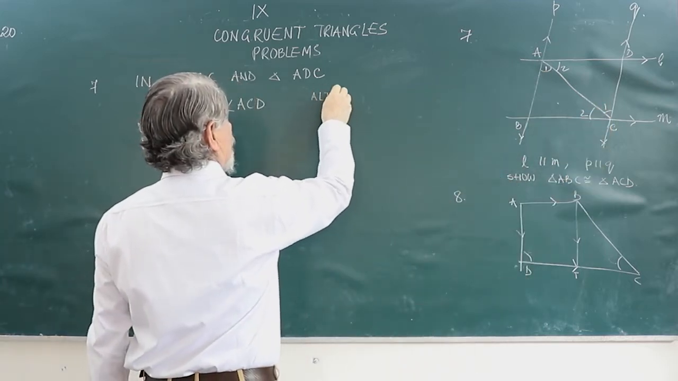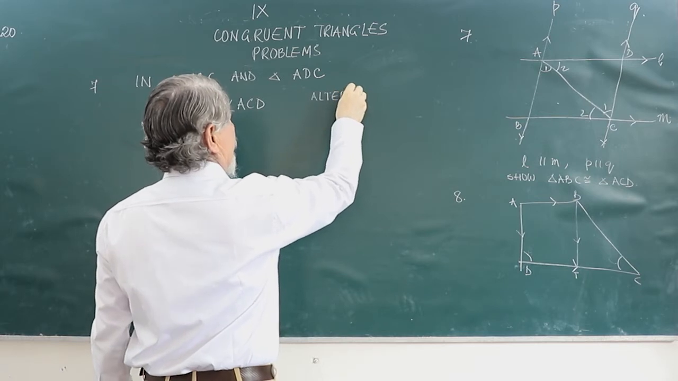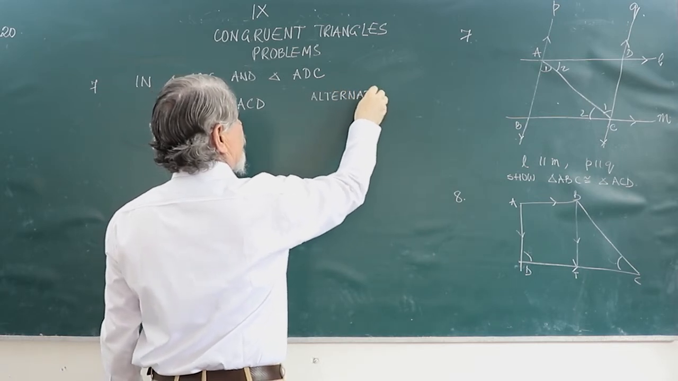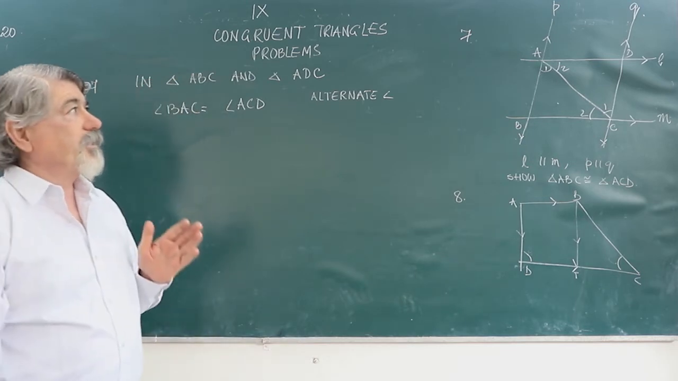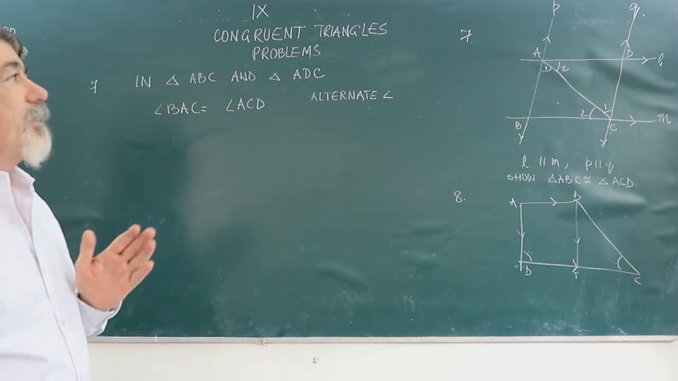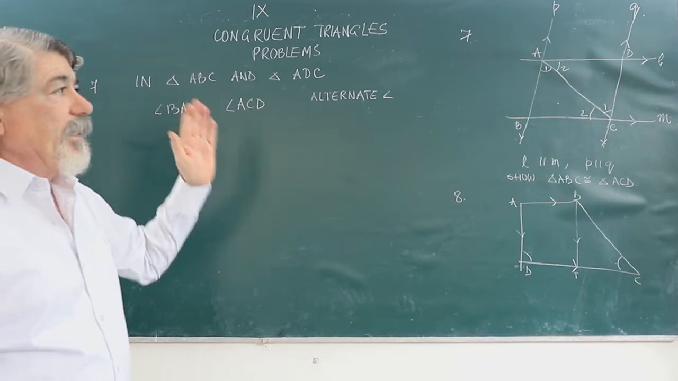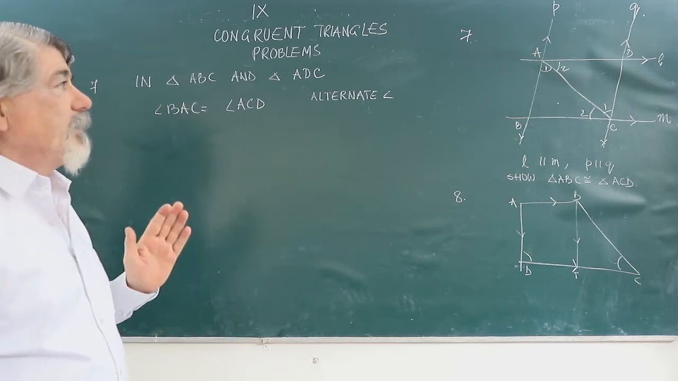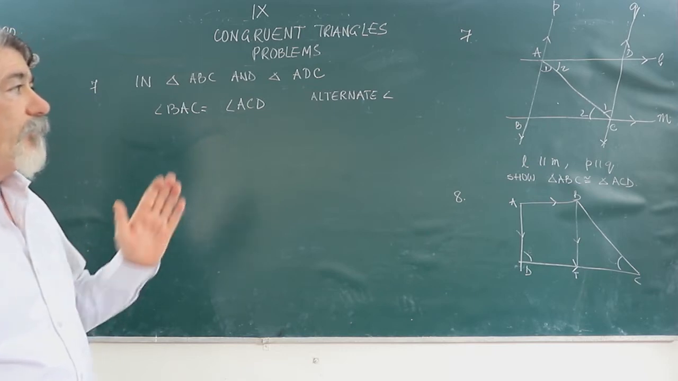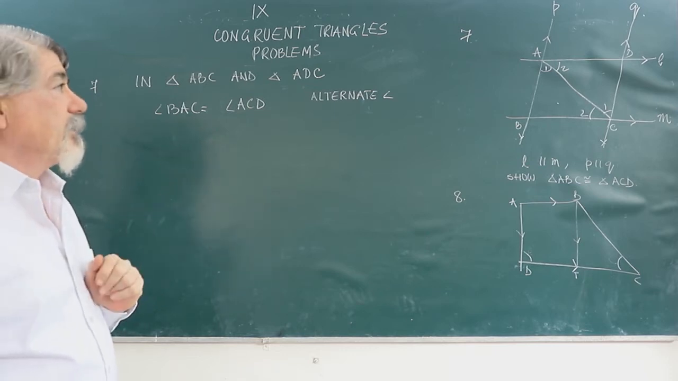They are alternate angles, because two lines are parallel. Which lines are parallel? Line P is parallel to line Q and AC cuts them. So interior alternate angles, angle 1 and angle 1, which are indicated in the two triangles, are equal.